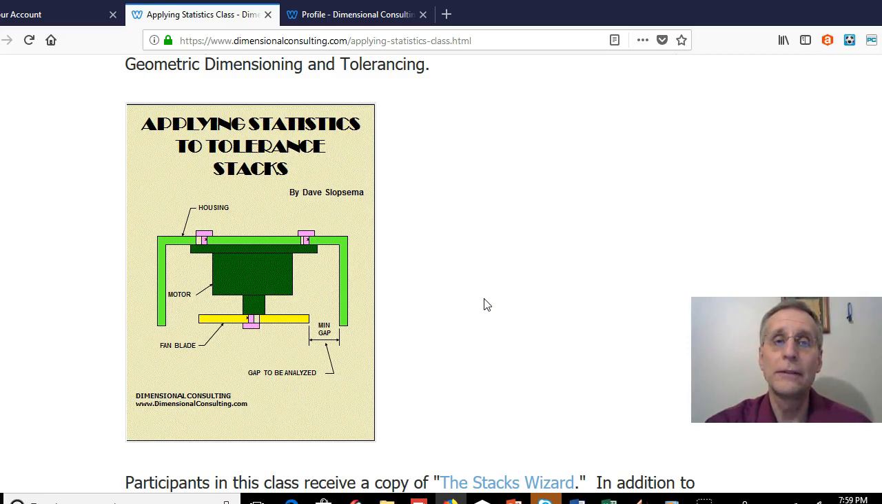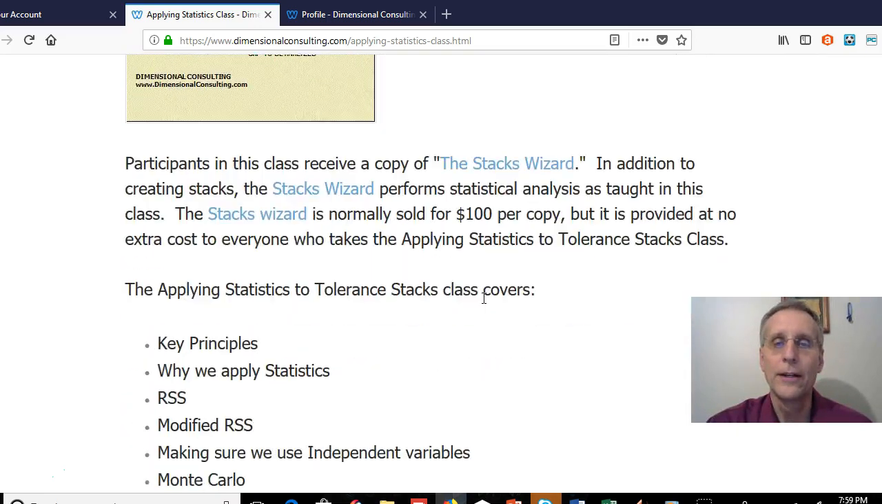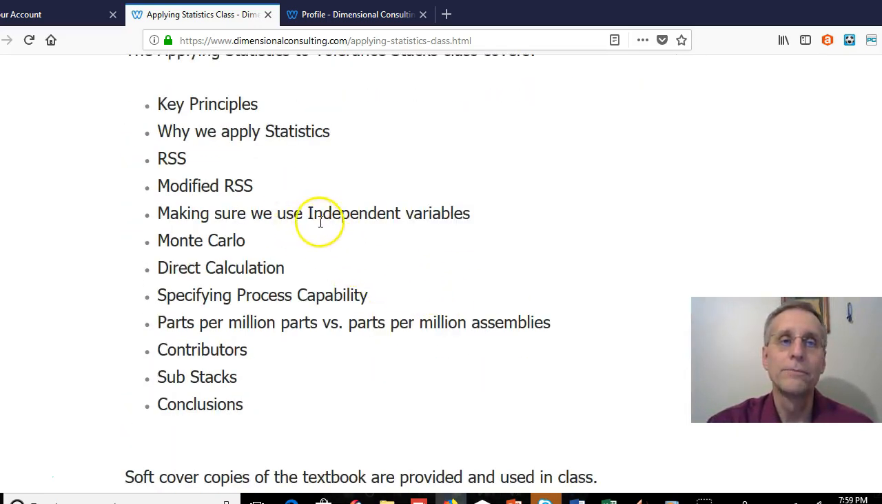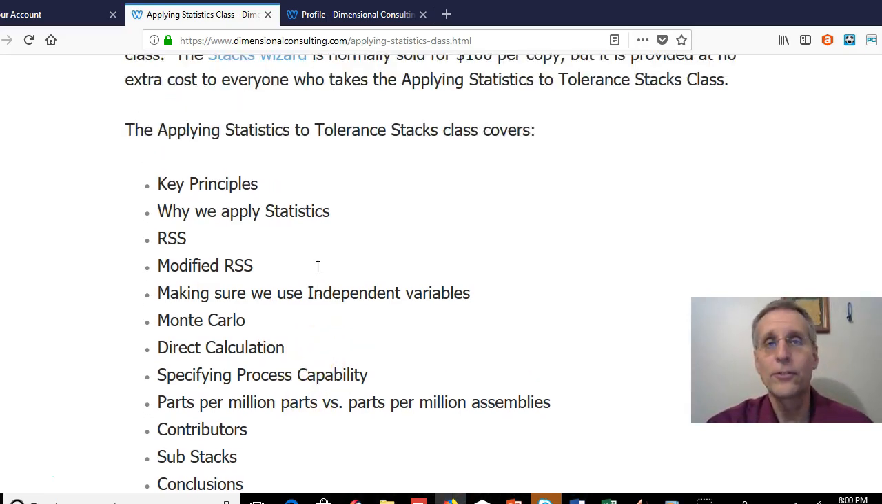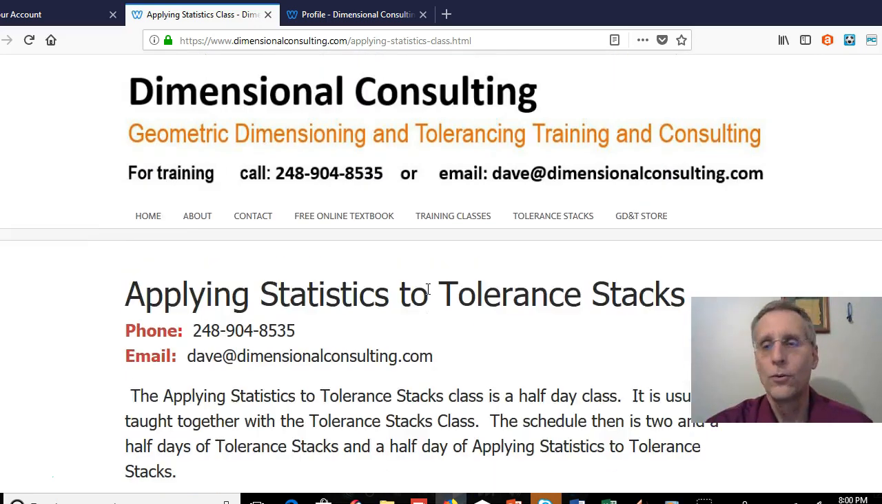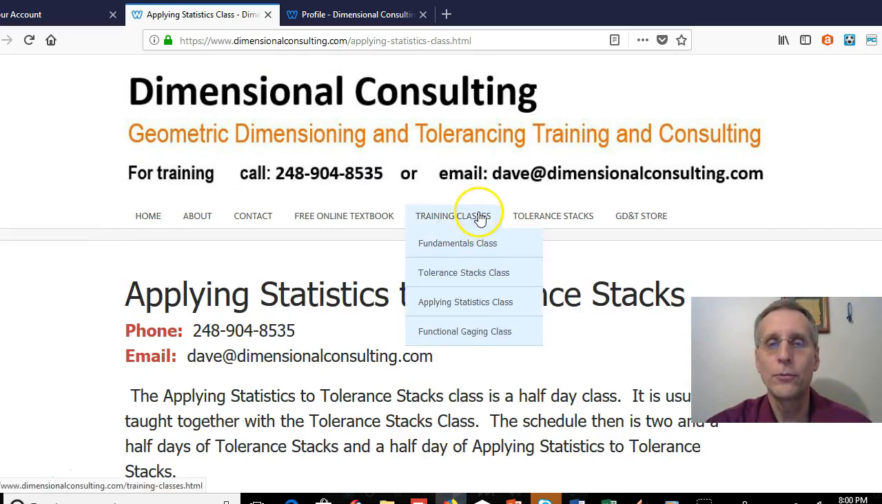This class tends to be about 2 hours long. So when I'm going to teach it, I usually attach it to a tolerance stacks class. I save some time at the end, a couple of hours to go through statistics. That's really what we need in order to be able to understand it. And it tells you all the things about RSS and modified RSS and what Monte Carlo is all about, and just a whole host of things that you need to know about statistics and applying them to your stacks, so you really understand much better what's likely to happen instead of just the extremes of what could happen.